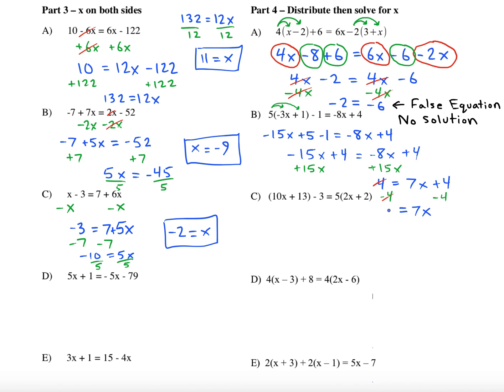So what goes over here? 0. Now we can continue to solve it. So x is 0. That's the solution.